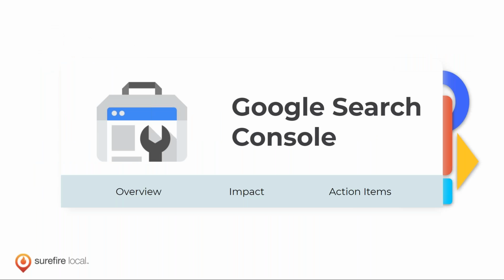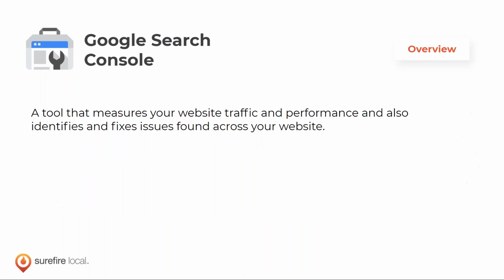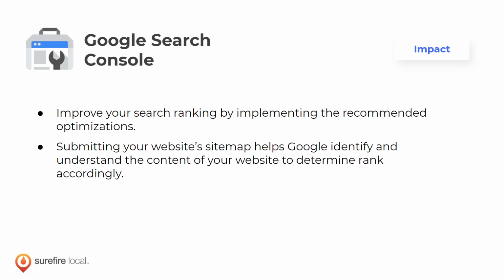Google Search Console is a bit like analytics in a way that it's something you can connect to your website. It lets you measure website traffic and performance, and also the most important part for me in the work I do is identifies and fixes issues found across your website. While analytics is more just about tracking what's going on, Search Console will actively help notice any problems with your website that might impact your Google ranking.